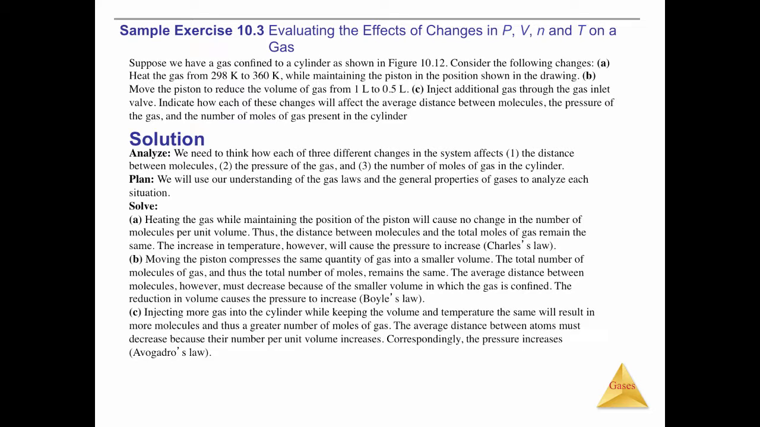In B, it says that we're going to move the piston to reduce the volume of a gas from 1 liter to 0.5 liters. So in this case, we're reducing the volume of the gas. We're compressing it. Compress, that has to do with pressure, right? So changing the volume of a gas to a smaller area is definitely going to increase the pressure. So if we look at the solution, it says moving the piston compresses the same quantity of gas into a smaller volume. We haven't added any gas or taken any away, so the total number of molecules of gas and the total number of moles remains constant.